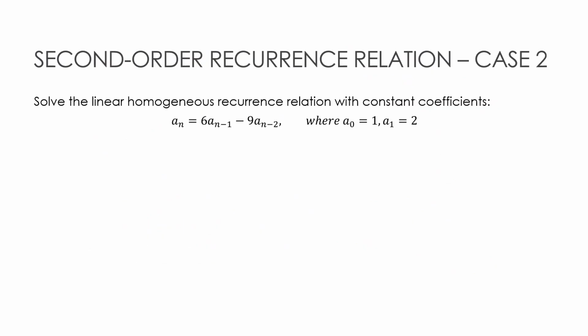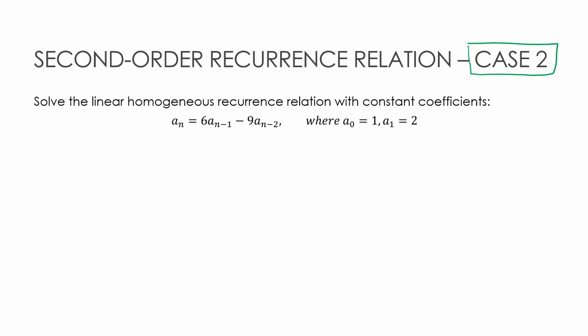Now that we've done a couple of case 1 examples, let's take a look at a case 2 example. And again, the only thing that's going to change with the case 2 example is that when I find my roots, I'm going to find that I have the same root, and we'll see how that changes step 3. But the good news is everything else is really the same.